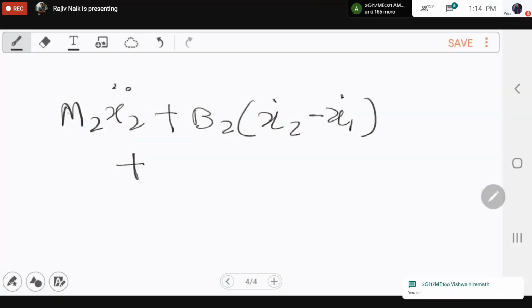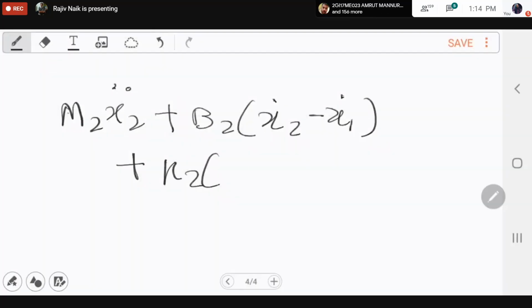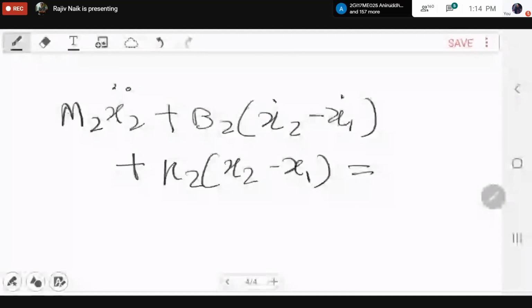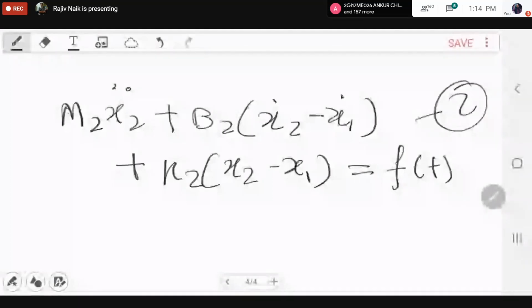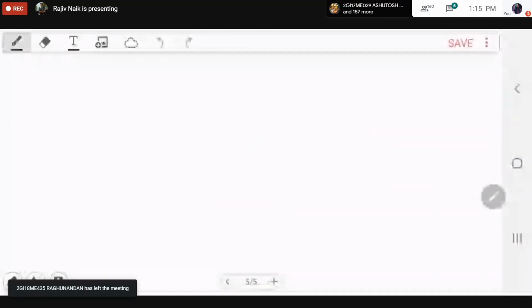Then the next term is regarding K2. K2 into bracket, once again I am writing for mass M2. That means it is X2 minus X1, not X1 minus X2. And then here the function acting is f of t. So this is equation number 2. So we have written two equations. When there are two equations, we have two unknowns, X1 and X2, that is two outputs, and only one input, that is the forcing function f of t.